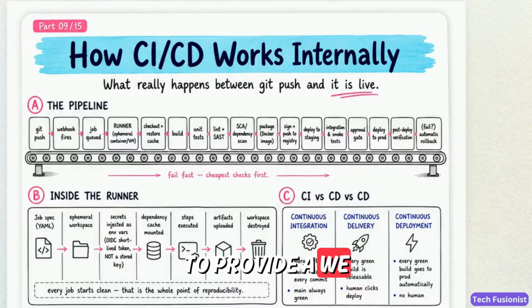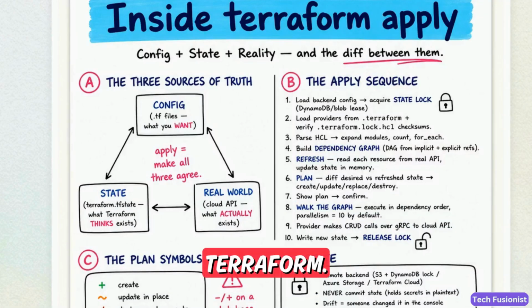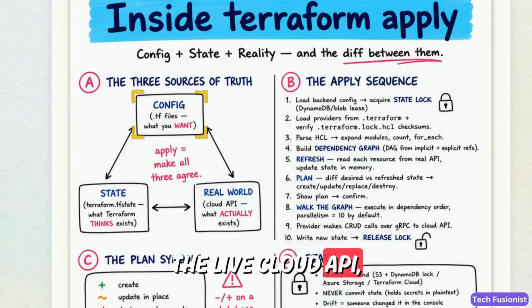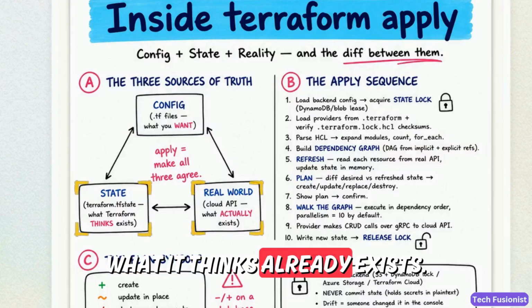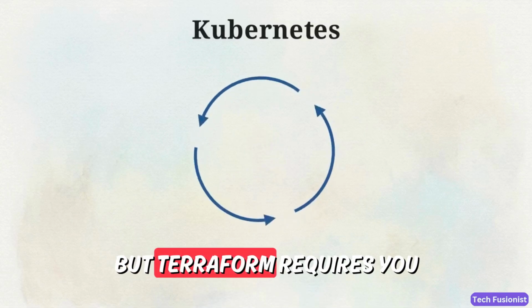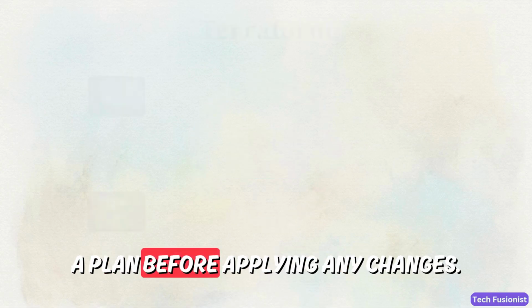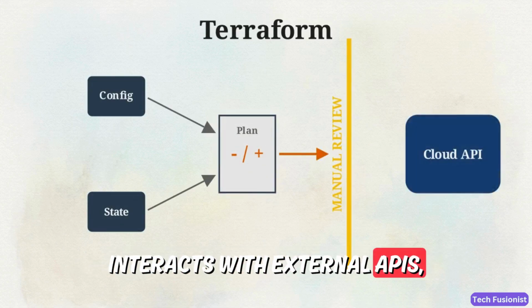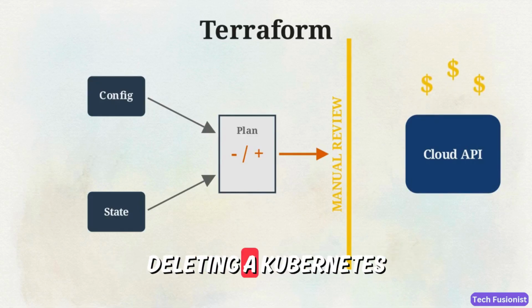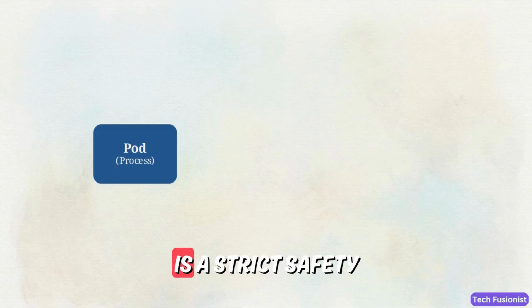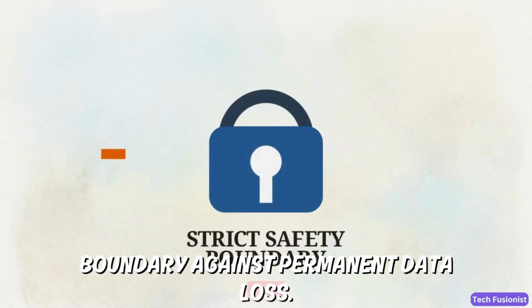To provision underlying cloud resources like databases, we use Terraform. It operates on 3 sources of truth: the configuration files you write, the live cloud API, and a state file tracking what it thinks already exists. Kubernetes reconciles state automatically and continuously, but Terraform requires you to manually review a plan before applying any changes. Why the difference? Because Terraform interacts with external APIs, where mistakes cost real money. Deleting a Kubernetes pod just restarts the process, but deleting a managed database destroys customer records. The manual review step is a strict safety boundary against permanent data loss.